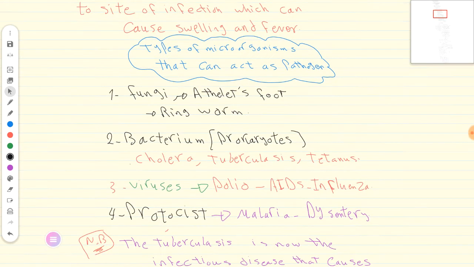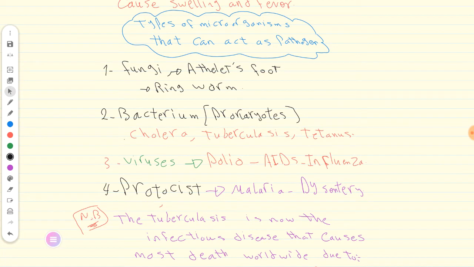Then let's talk about some types of microorganisms that can act as pathogens. First example, fungi like athlete's foot and ringworm, or bacteria, prokaryotes like cholera, tuberculosis, tetanus, or viruses like polio virus, AIDS virus, influenza. The last type of microorganisms that can act as pathogens, protists, like malaria and dysentery.